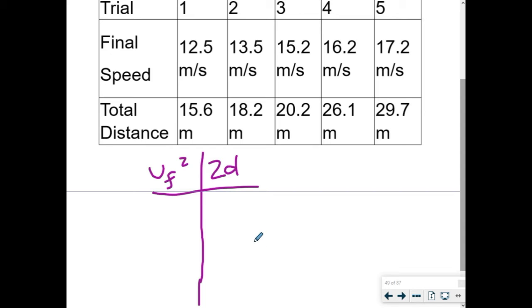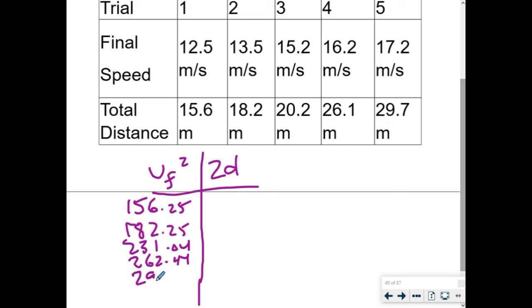I'm going to start squaring all those velocities. 12.5 squared is 156.25. 13.5 squared is 182.25. Everybody get what I'm doing here? 231.04. 262.44. And 295.84.